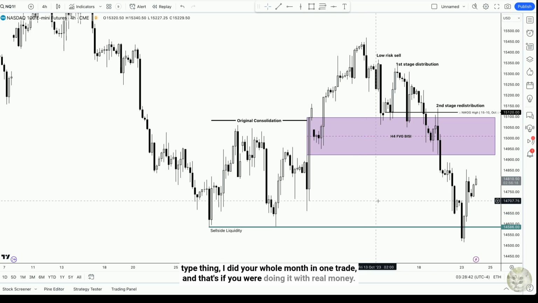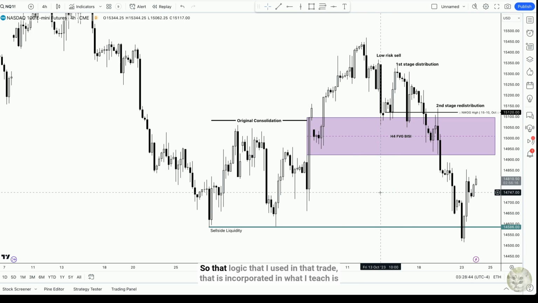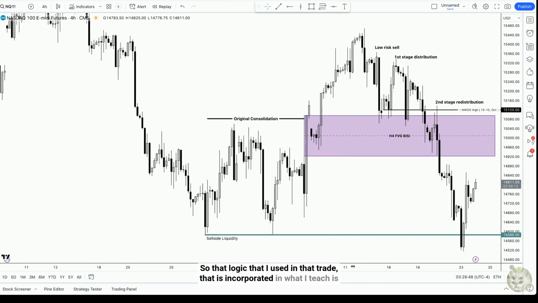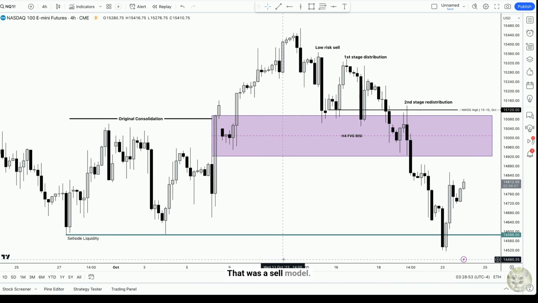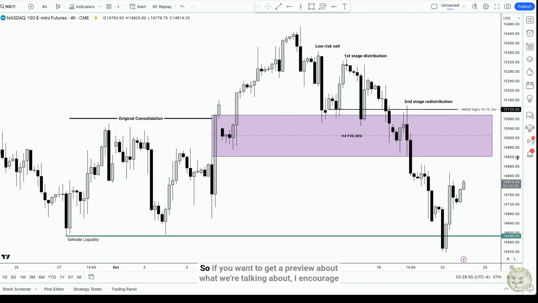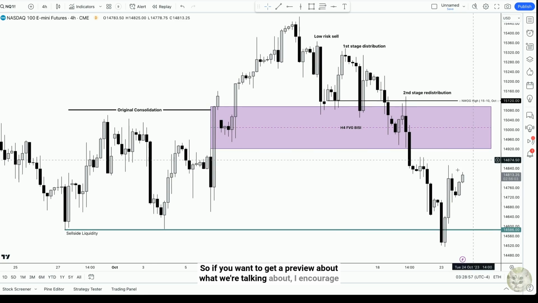And that's if you were doing it with real money. So that logic that I used in that trade is incorporated in what I teach as my market maker buy and sell model. That was a sell model. Okay. So if you want to get a preview about what we're talking about, I encourage you to go over to your NASDAQ chart.